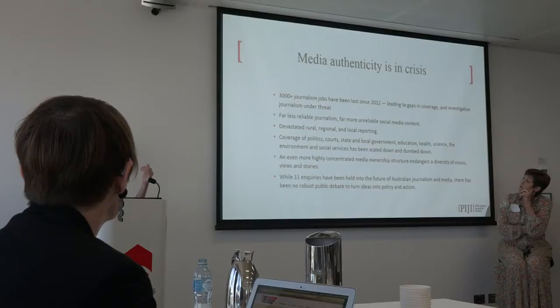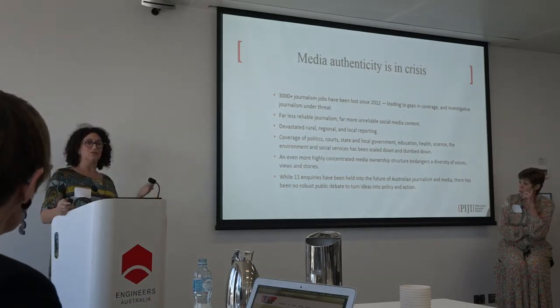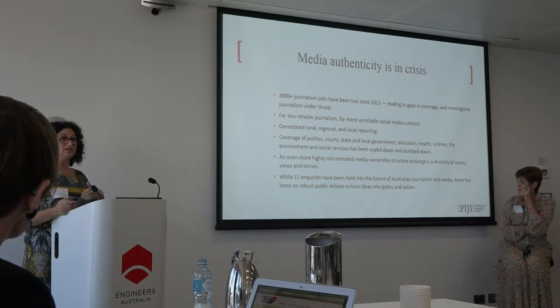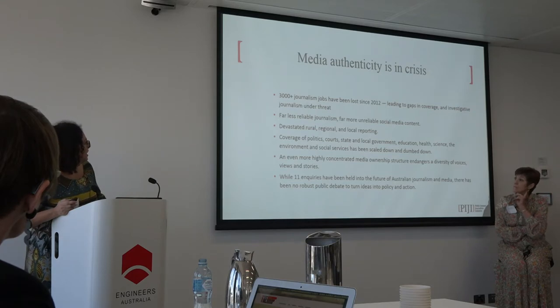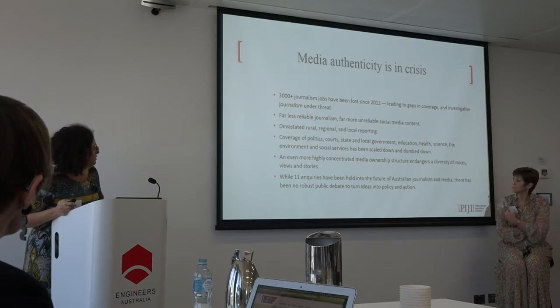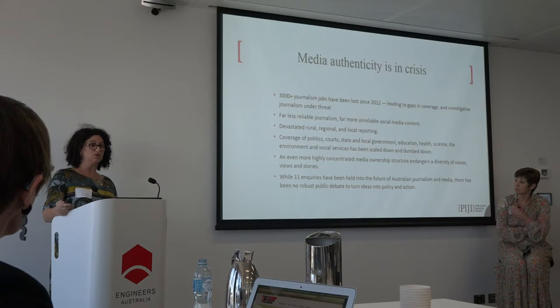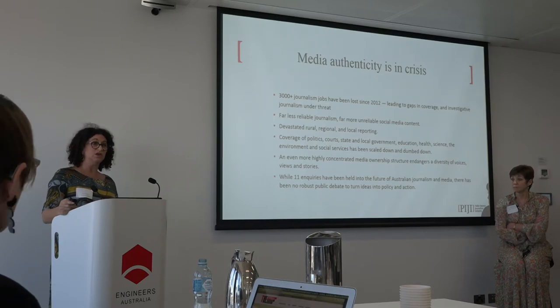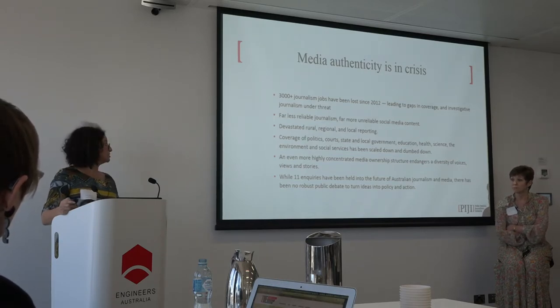3,000 journalists have lost their jobs. We've got far less reliable journalism because the journalists who are left on the publications are relying on PR releases rather than investigating their own news. So the quality of our news is declining, and we don't know where those PR releases are coming from in terms of who's paid for them. Our coverage of our politics, court, state and local government is being scaled back and dumbed down. Even more highly concentrated media ownership structures endanger a diversity of voices, views and stories. And in Australia, unfortunately, we've got one of the most highly concentrated media ownerships in the world. So whilst 11 inquiries have been held into the future of Australian journalism, we don't know the way forward yet. And that's what the Public Interest Journalism Initiative is attempting to do.